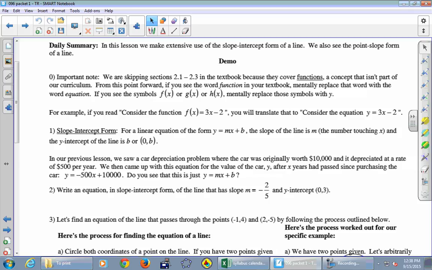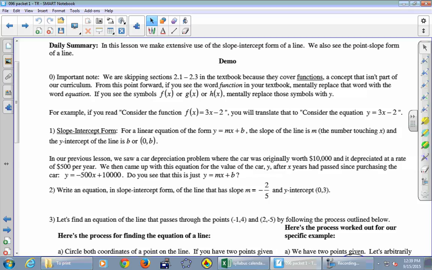We are skipping sections 2.1, 2.2, and 2.3 in the textbook. You are not responsible for them. However, there is notation and a vocabulary word introduced in those sections, which you will see in your MyMathLab homework. And it will be quite confusing if you have not paid attention to this note. Those sections cover something called functions that isn't part of our curriculum. If you take Math 107 next semester, you will see functions.